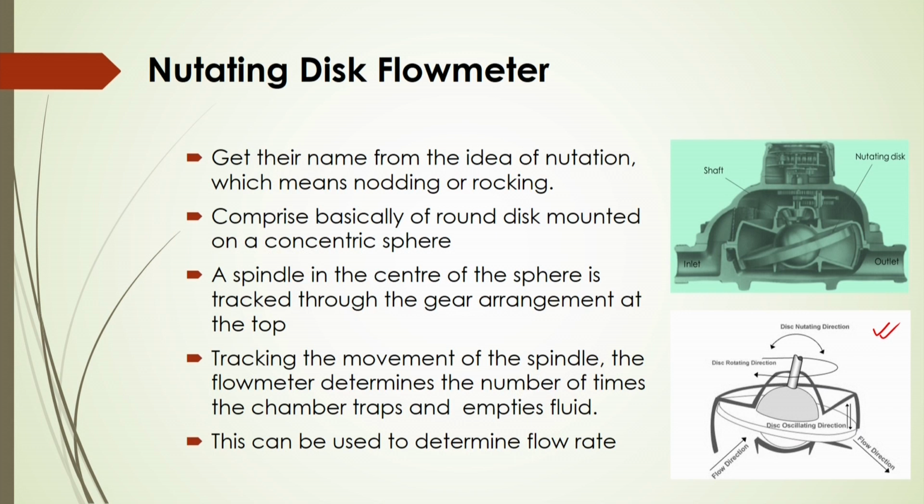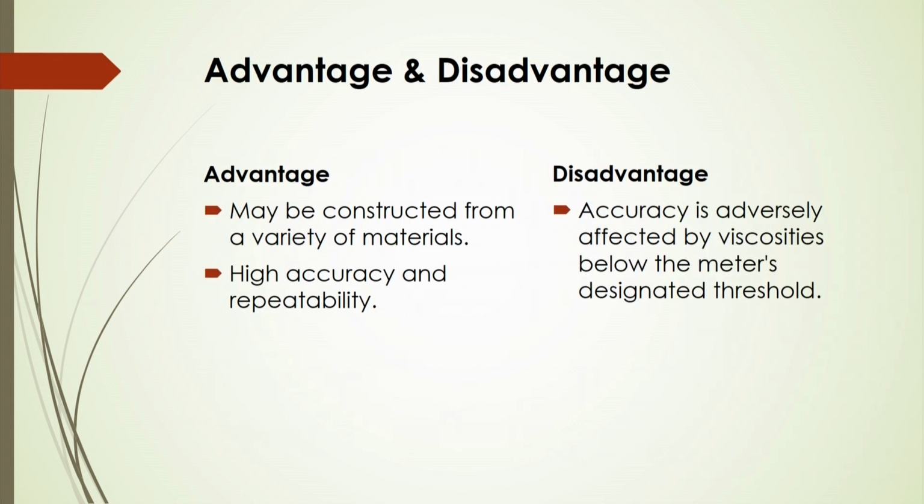and this can be used to determine the flow rate. And here also it has some advantages and disadvantages. It may be useful because it is constructed from a variety of materials, and also it may be advantageous or selective based on the high accuracy and the repeatability, and sometimes accuracy is adversely affected by the viscosities of the fluid and below the meter's designated threshold.